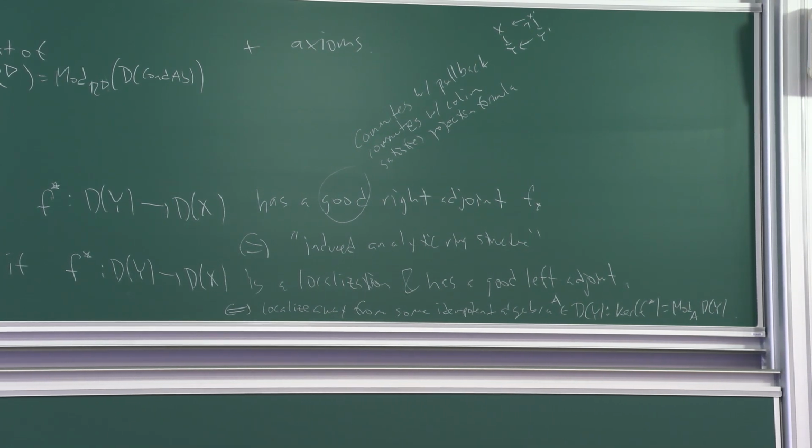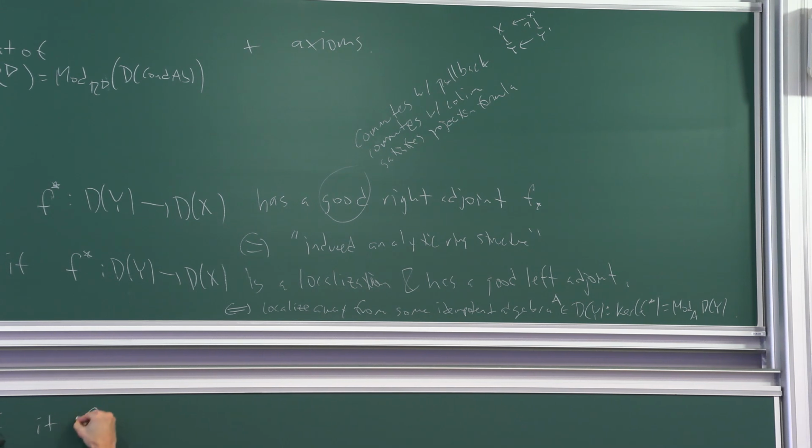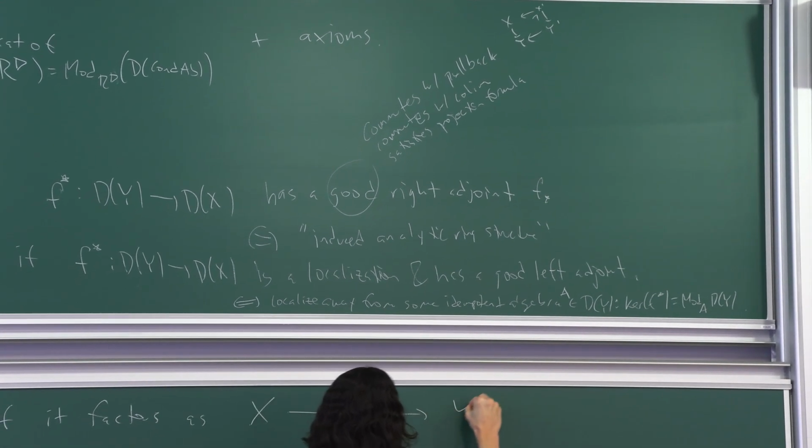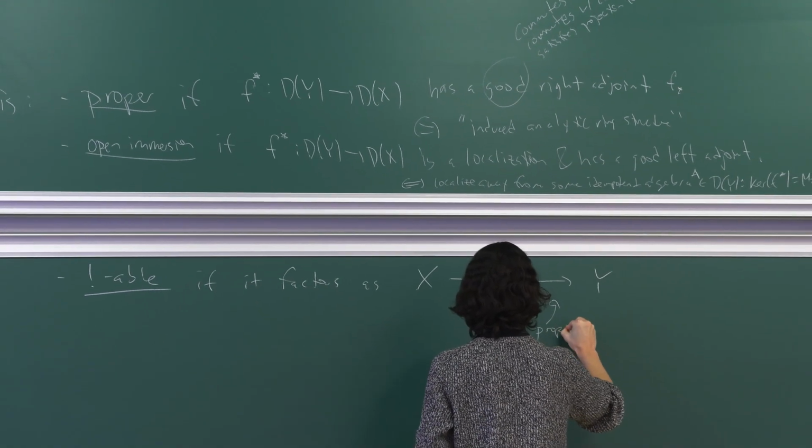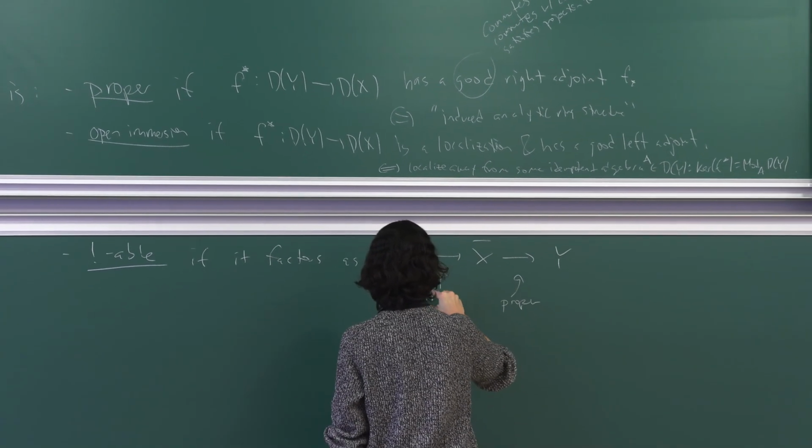Okay, and then it was called shriekable if it factors as x to x bar to y, where this is proper and this is an open immersion.